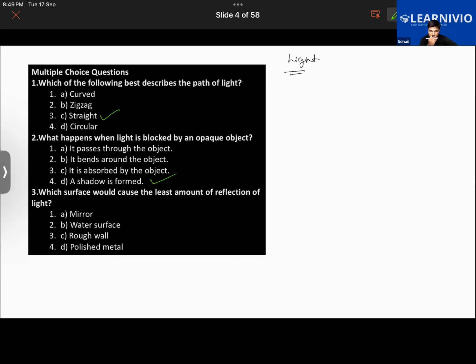Which surface would cause the least amount of reflection of light? Least amount. Water surface, mirror, rough wall, polished metal.